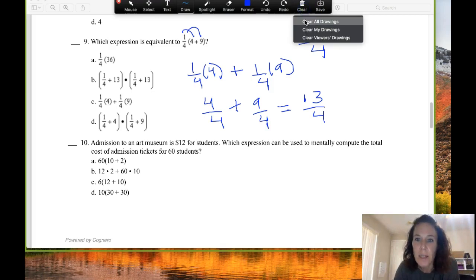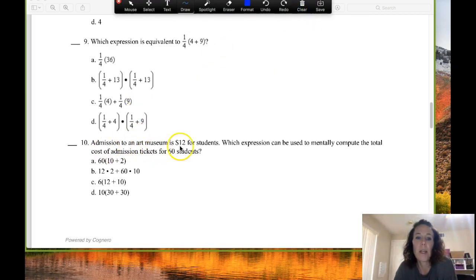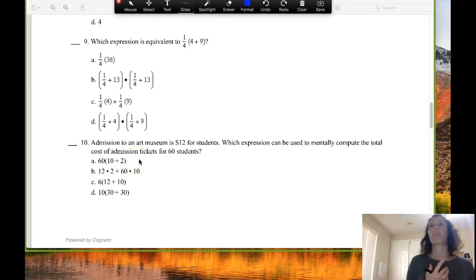All right, let's check 10. Admission to an art museum is $12 for students. Which expression can be used to mentally compute the total cost of admission tickets for 60 students? So you're thinking in your head, how much is this going to cost if I take 2 classes to an art museum and it's $12 per student? I just want to do this in my head. I don't want to write it out. Well, if I have 60 students, 60 times 12 is a little hard. What I would have done is 12 times 6 and then add a 0, because I can do that one in my head. I know 12 times 6 is 72, and then I would add a 0, 720. That's how I do it.